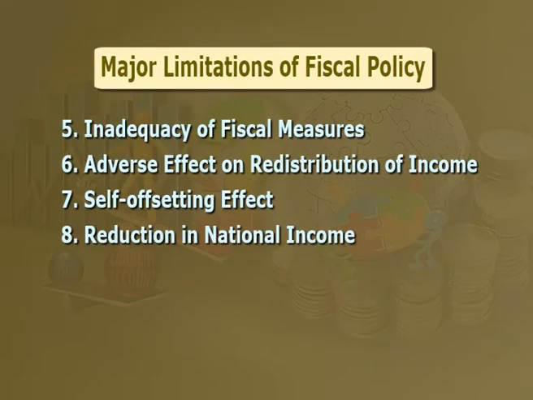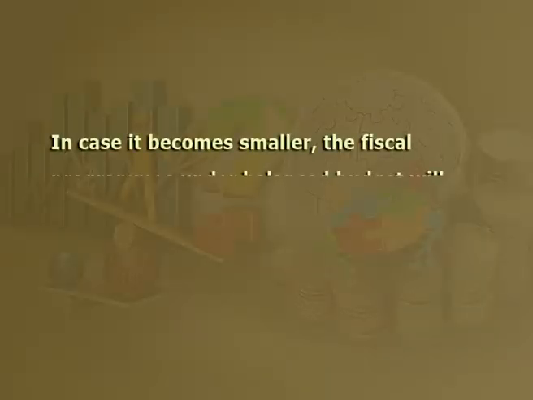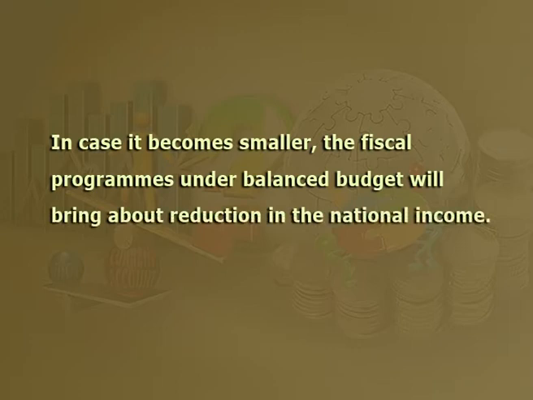Number 8. Reduction in national income. The balanced budget multiplier as a fiscal weapon can be gainfully applied during depression, conditioned by the fact of the marginal propensity to spend of the recipient of public expenditure being larger than or at least equal to that of the taxpayers. In case it becomes smaller, the fiscal programs under balanced budget will bring about a reduction in the national income.